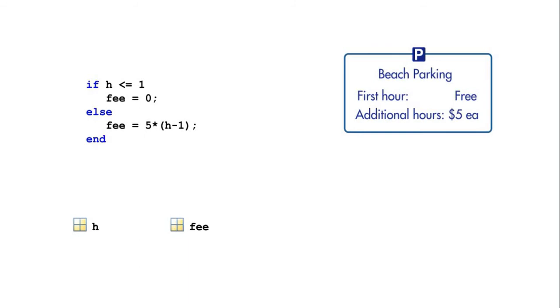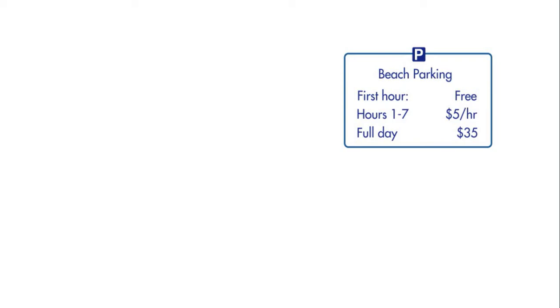So, for example, if we parked for half an hour, the expression in the if statement is true, so fee is set to 0. But if we parked for 3 hours, the code following else is executed, and fee is 10. Of course, it's common to have more than just 2 possibilities. What do we do if there are 3 or more?